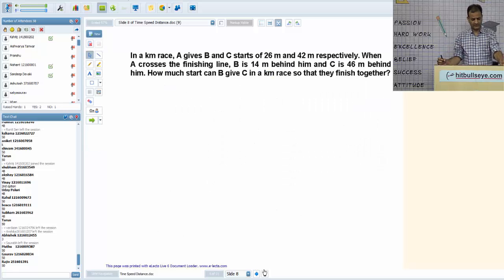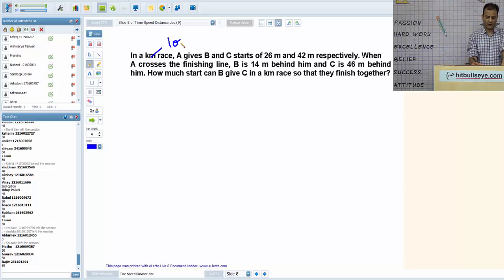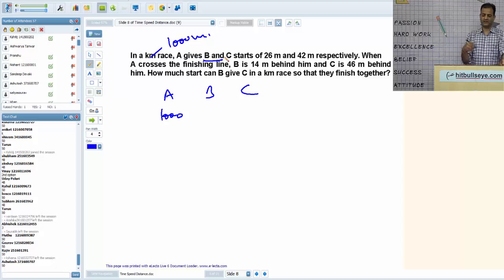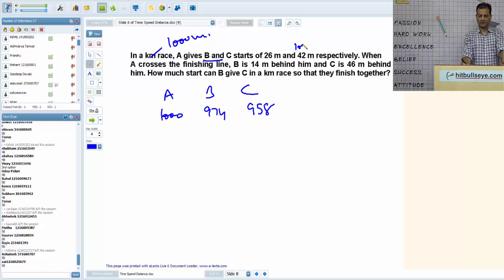Now see, friends, those who are not able to solve. Races of kilometer. In 1 kilometer, how many meters are there? 1000 meter race. A gives B and C a start of 26 meter and 42 meter. That means A has to run 1000 and when A is giving a start of 26, that means B will run 974 and C will run 958. 1000 minus 26, 1000 minus 42.